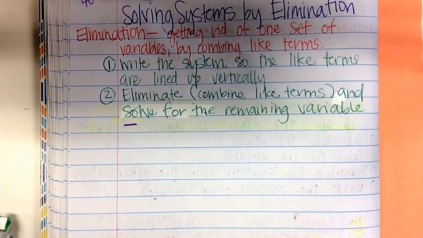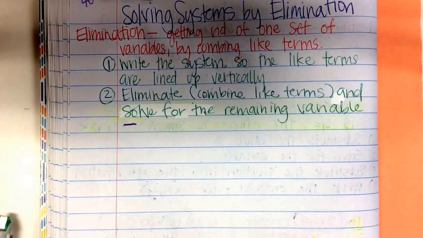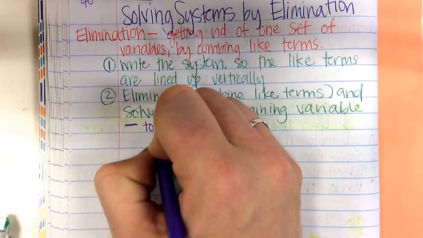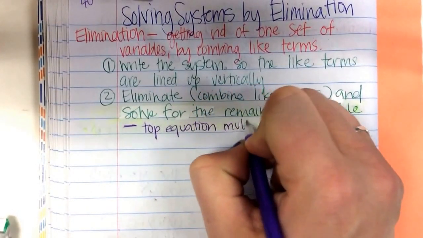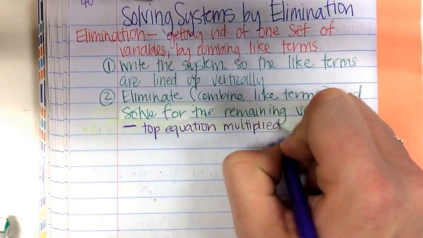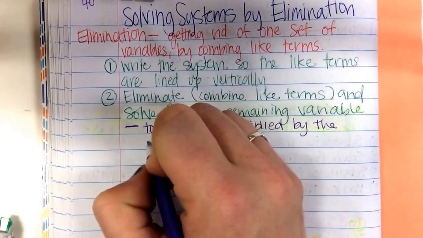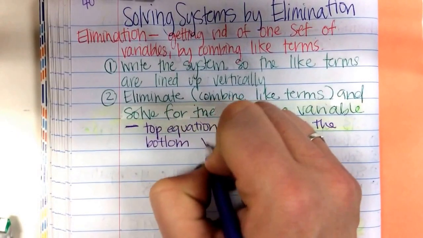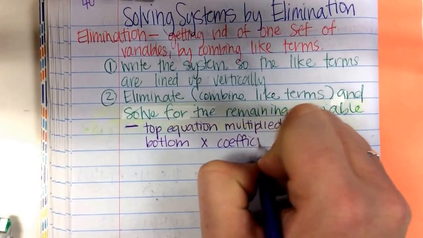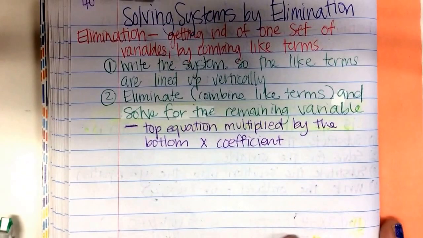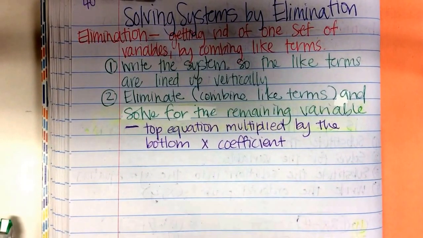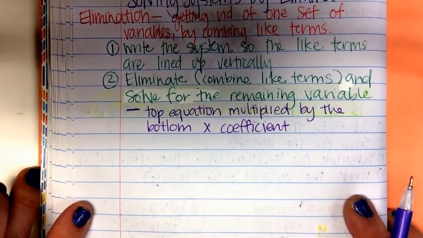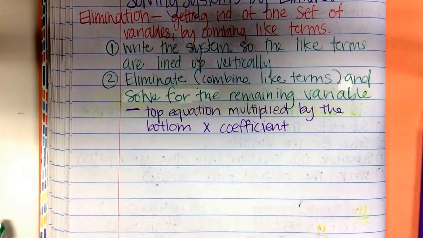So here's my rule. The top equation is multiplied by the bottom x coefficient. Maybe, right? This is in a different color. Maybe we're going to have to do this. Top equation is multiplied by the bottom x coefficient.